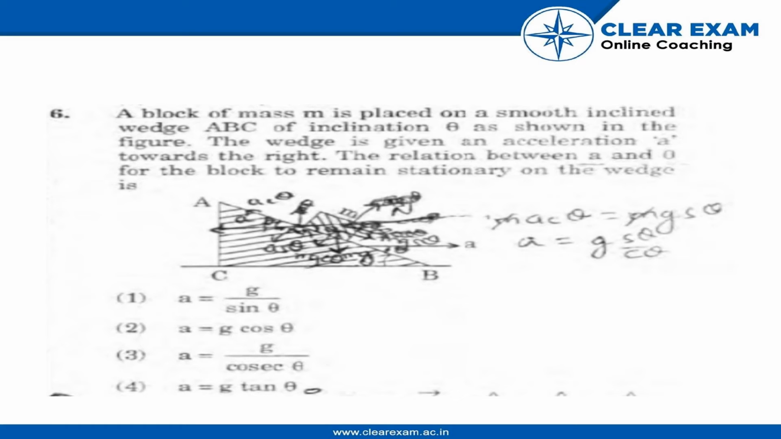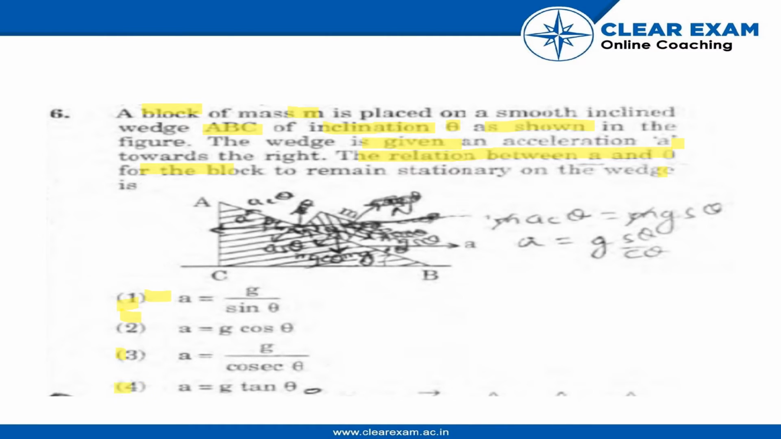So the question number 6 here: a block of mass m is placed on the smooth wedge, that is ABC, of inclination theta degree as shown in the figure. The wedge is given an acceleration a towards the right. The relation between a and theta, that is the angle, for the block to remain stationary on the wedge is, we have to find this. The options are 1, 2, 3.